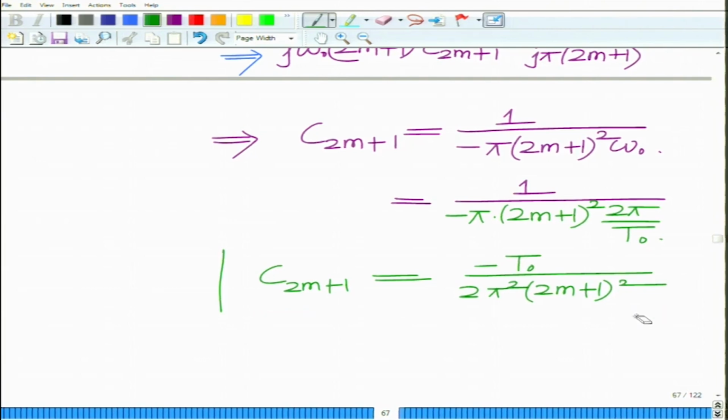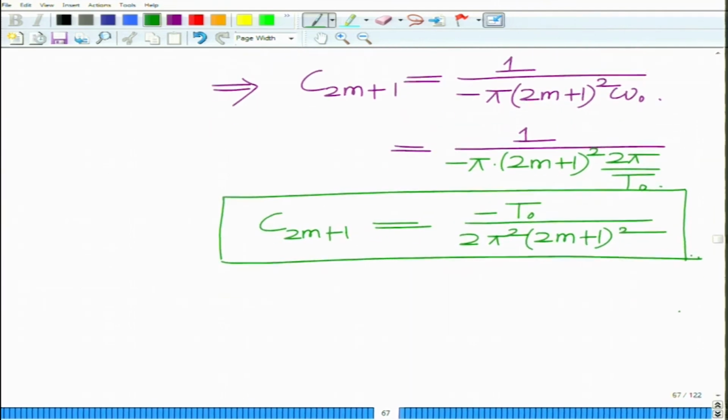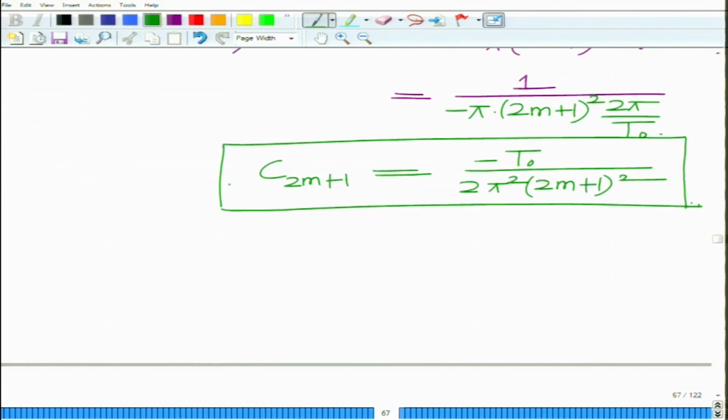So, this is the result we have regarding the coefficient c of 2m plus 1, and c k is 0, by the way, if k is even. So, we have derived the expression for the coefficient c k in the complex exponential Fourier series of the original periodic triangular wave: c k is 0 if k is even, and if k is odd, that is of the form 2m plus 1, then we have derived this expression for c of 2m plus 1.